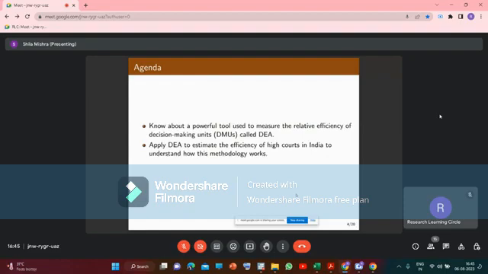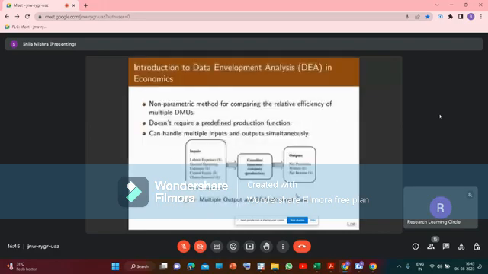How do we understand the mechanism of this methodology? So this talk would delve into first investigating what DEA is, and then applying DEA in the special context of high courts in India. Now, what is data envelopment analysis?